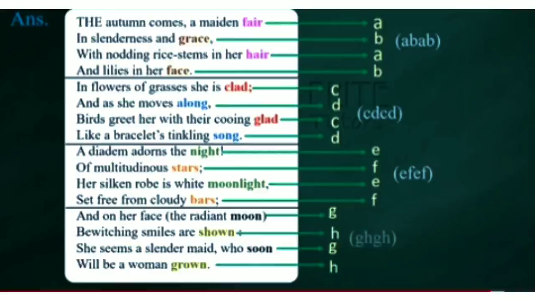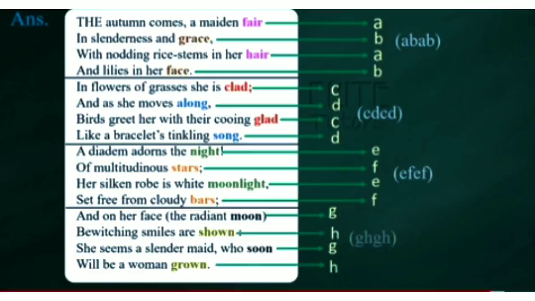Second, in flowers of grey she is clad, so that would be C, and as she moves along will become D. Clad and glad is the same, so C for clad, glad को भी C हो जाएगा, तो C and along and song which rhymes again and that will become D. Okay, so in flowers से लेके tickling song तक का rhyming scheme would be C D C D. Okay, so it is A B C D.